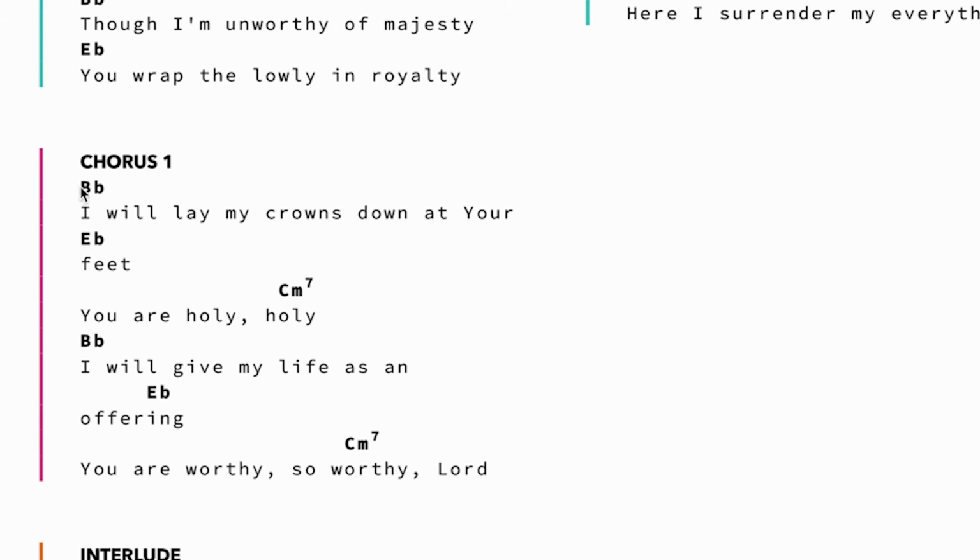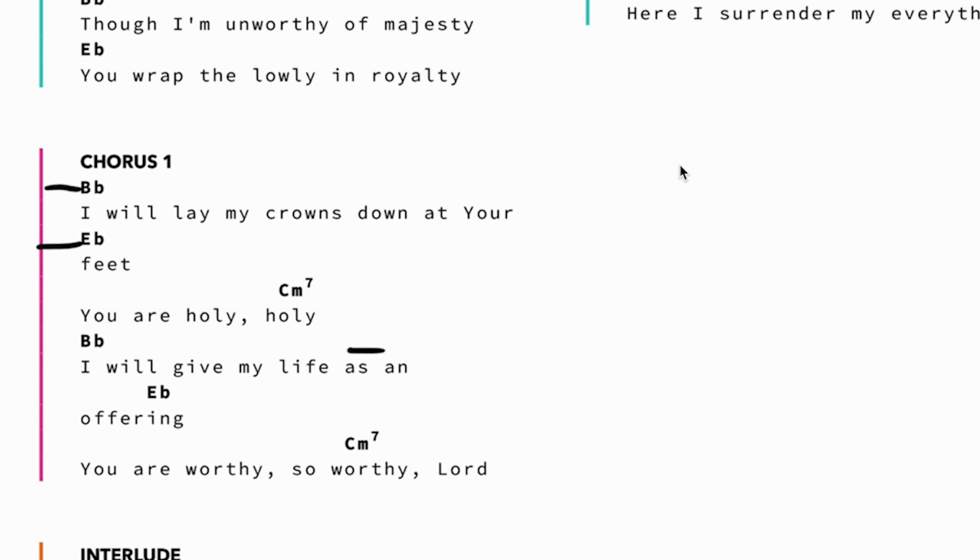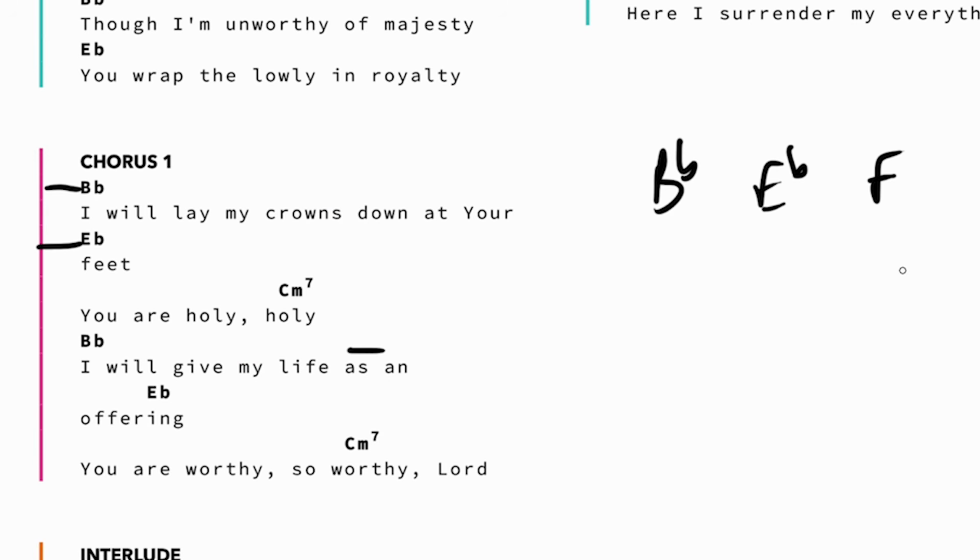And I see a B flat and an E flat. Let's see if there's another one in here. And here we have an F. So we have a B flat major, an E flat major, and an F major. Now here's the rule. To quickly find the key of our song, find the 2 major chords that are a whole step apart from each other.